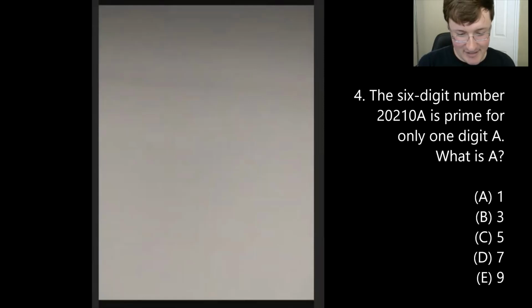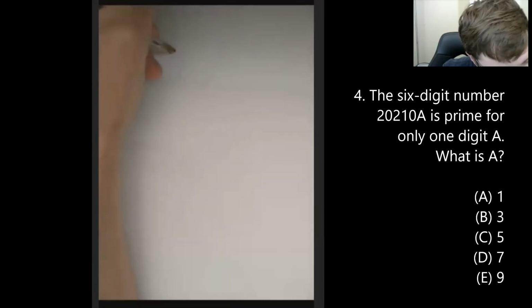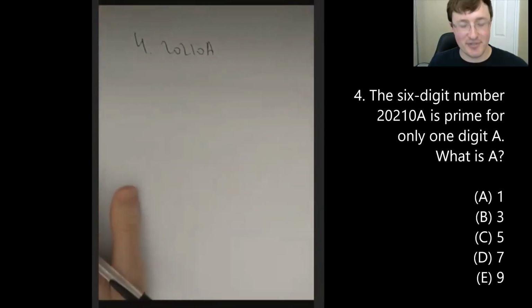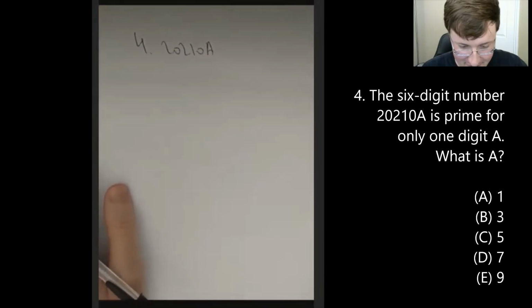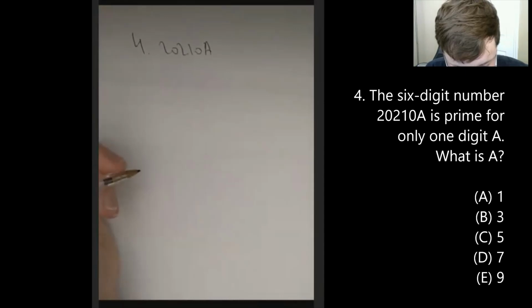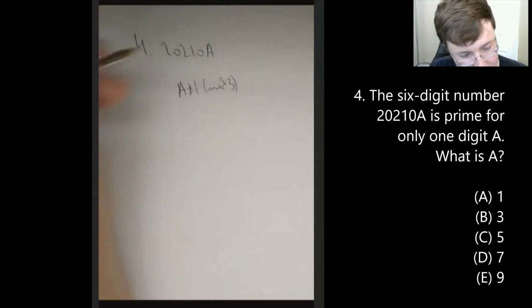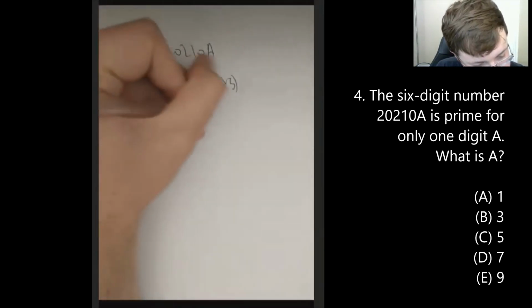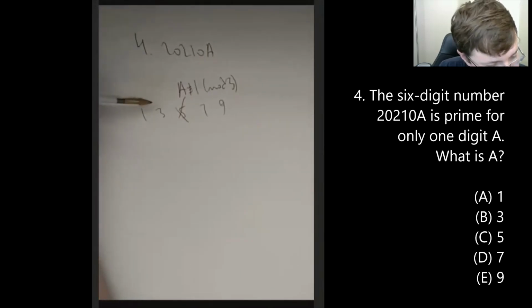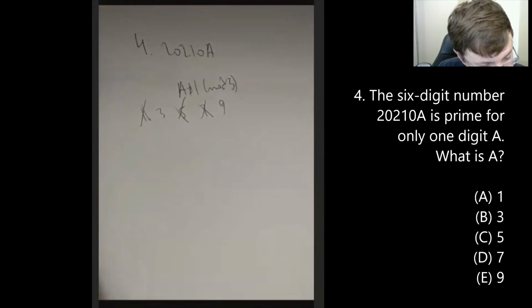Problem 4. We have a 6-digit number, 20210A, and that's prime for only 1-digit A. Okay, well, I know A is odd. A isn't 5, because then it's a multiple of 5. The sum of the non-zero digits is 5 plus A, so A can't be 1 mod 3. So, okay, 1, 3, 5, 7, 9. It's not 5. It can't be 1 mod 3, so it can't be 1 or 7. And then which, maybe mod 7?